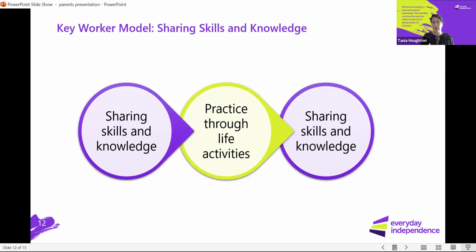Now, when the therapist comes back, what's really important is then hearing from the family and hearing from the child about what worked, what hasn't worked, what opportunities for change in the therapy program there are. So it's a bit of a cycle where we go through and we share skills and knowledge, and we develop the strategies that support that child. And that's an equal partnership between the family, the child, and the key worker.